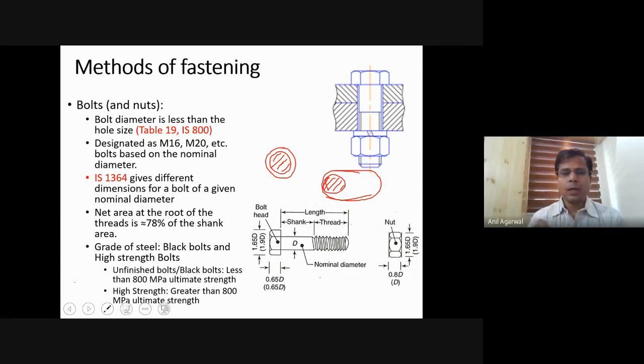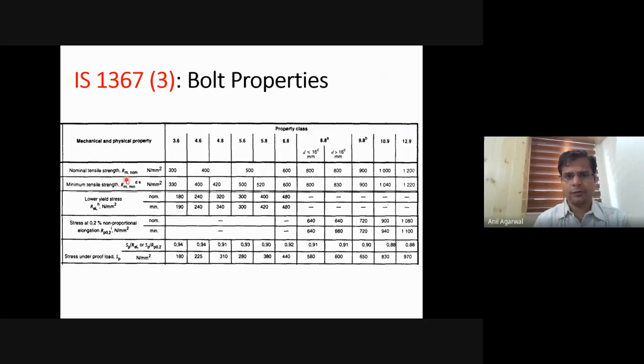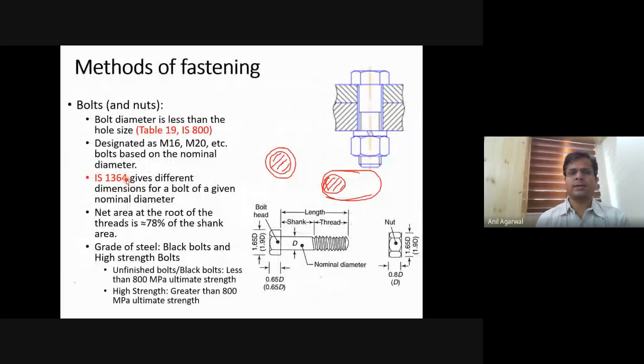Okay, now please don't go by these values of 1.65, 1.9D here. You need to go to IS 1364. I think I have a screenshot from there. No, this is not that. Okay, you can search it. This code is available for free on the internet. IS 1364 gives you each and every single value.